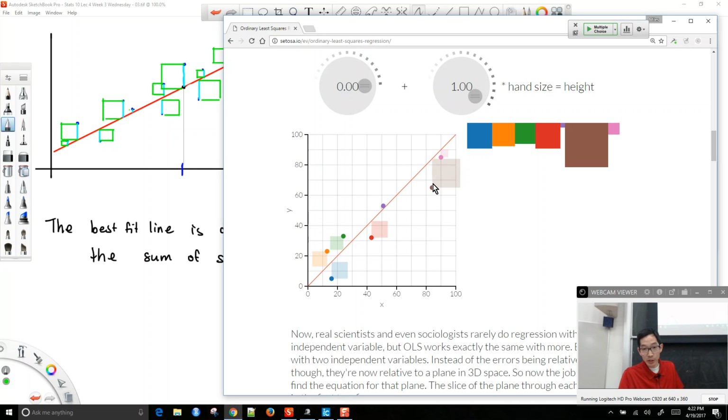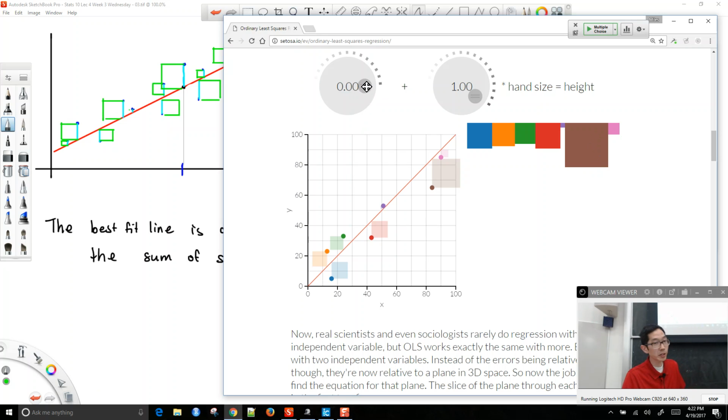Each dot here has a residual, the difference between the line and the dot, and we've created a square. We're representing each of these squared residuals with these boxes, and over here represents the sum of all of these squares. This purple one, which has a very small residual, has a very small square associated with it, whereas this brown dot has a large residual and a large square.